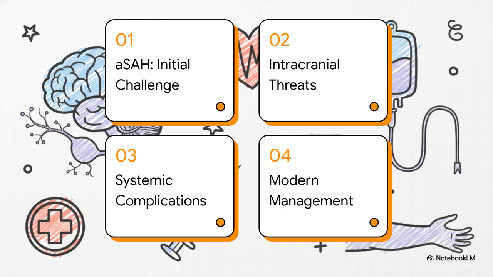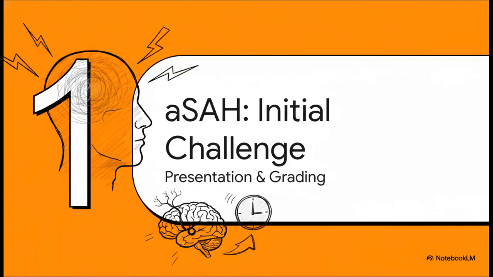We're going to break it all down systematically, just like you see here, starting with the initial presentation, then the big threats inside the brain, moving on to the body-wide complications, and wrapping it all up with modern management. So, let's start at the very beginning. A patient rolls into the ER. What are we actually looking for? And how do we start to figure out just how bad this neurological catastrophe really is?